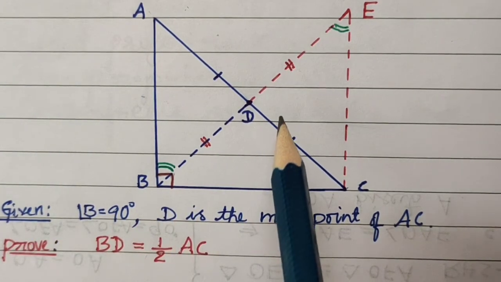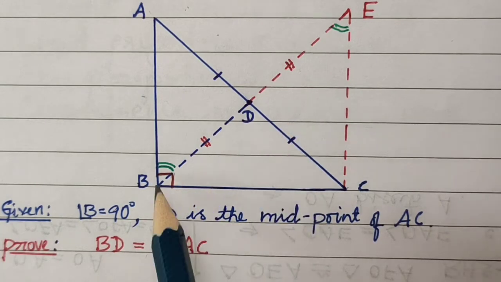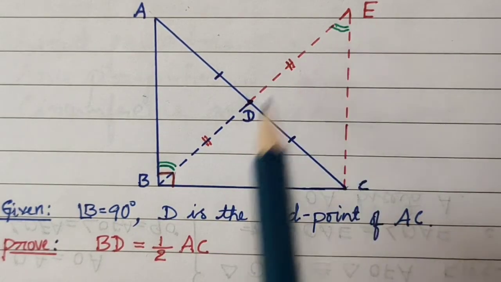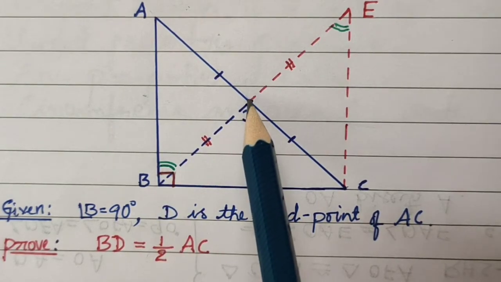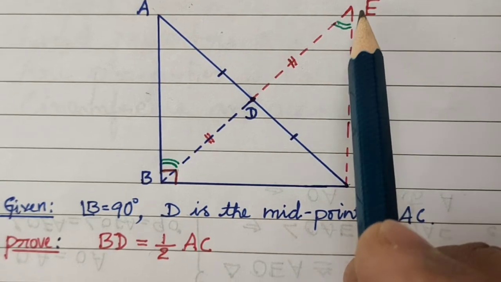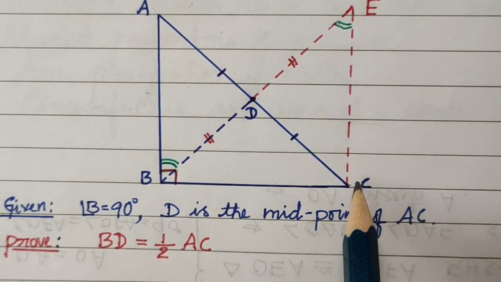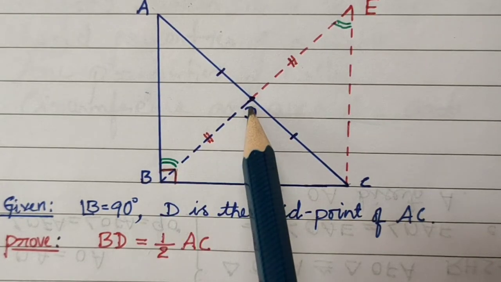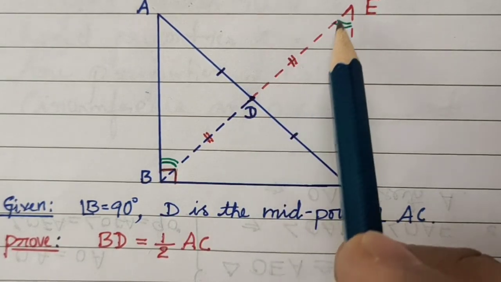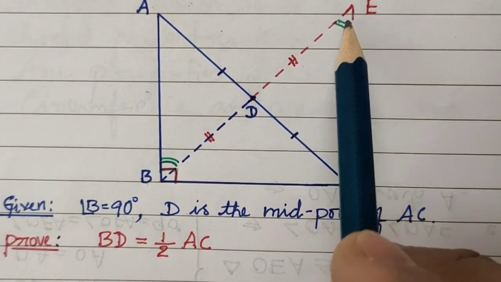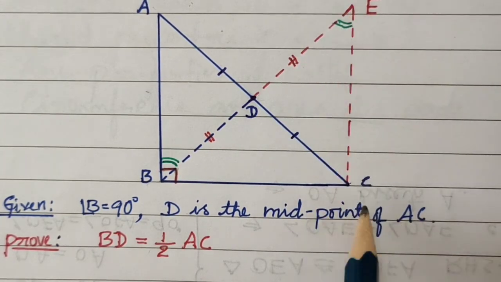What we need to do is produce BD to E such that BD is equal to DE and join EC. What we did is we produced BD and extended it till E such that BD is equal to DE, and we joined E to C.